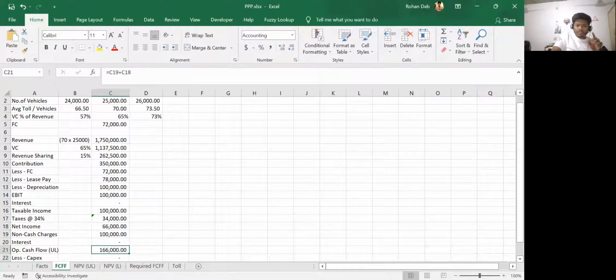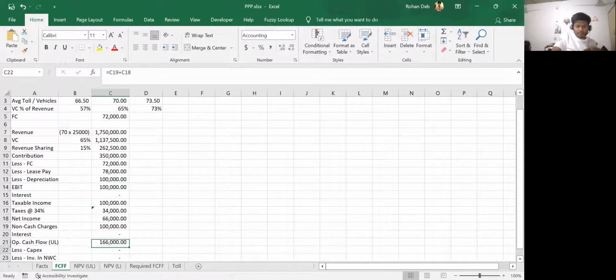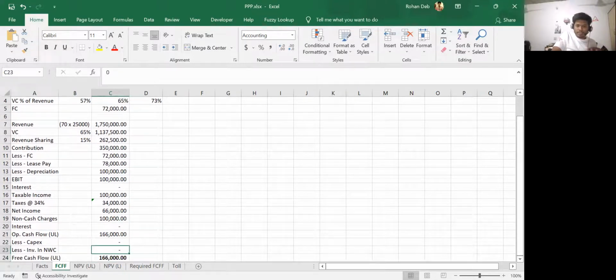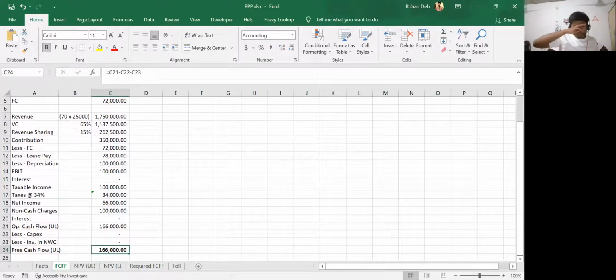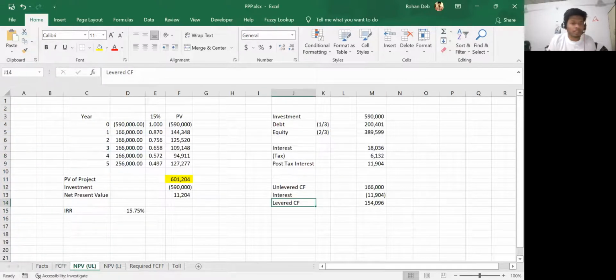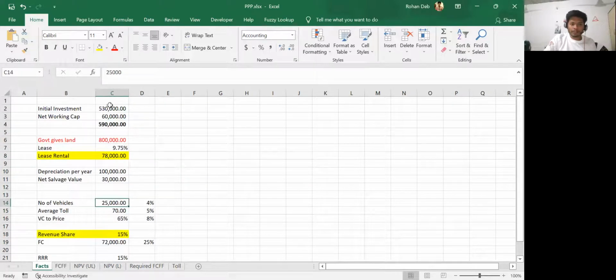Now, out of the 166,000, if there was any capital expenditure, we would have reduced those. There's no capital expenditure or investment in working capital in this year. So my free cash flow comes to 166,000. Now, this is the amount of cash flow that I'll receive every year from year 1 to year 5. Now, let's calculate the NPV based on this. So for the NPV, year 0, I invest 5,90,000. Remember 5,90,000, in the facts it was given: 5,30,000 plus 60,000, which comes to 5,90,000.